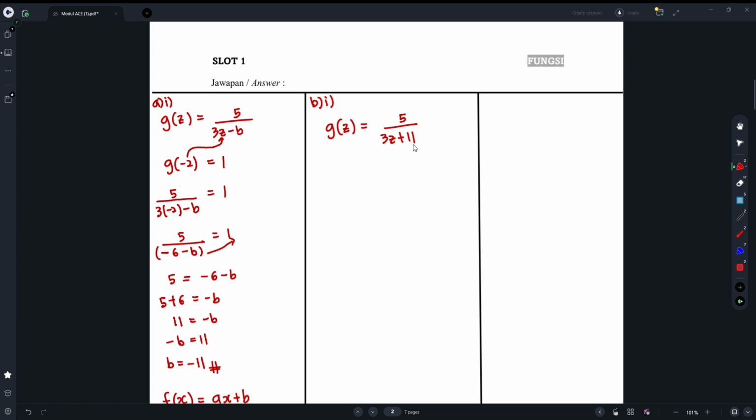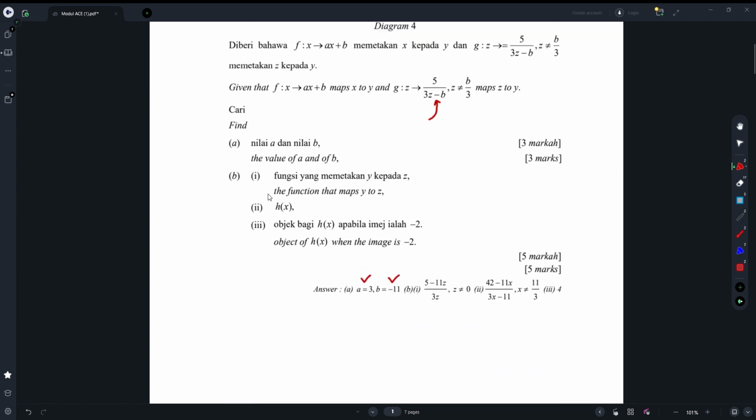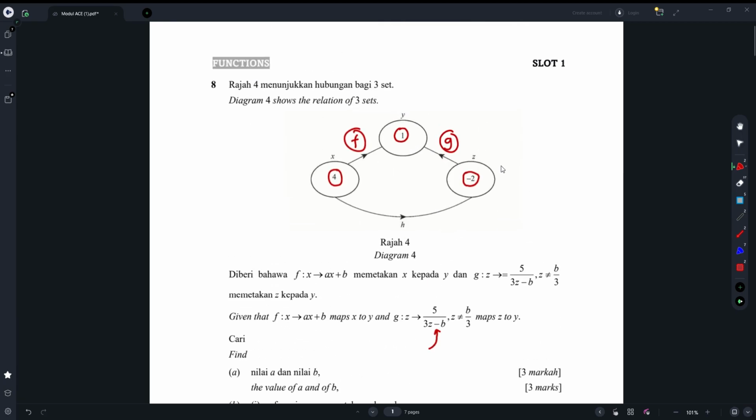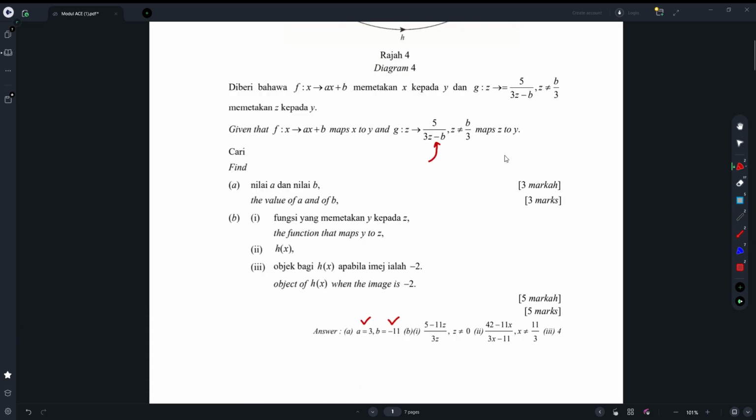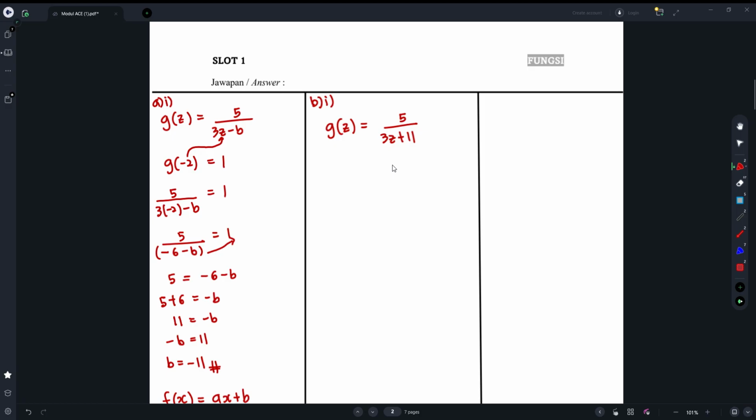Please take note. Now the question for part B Roman 1 is that we need to find the function that maps y to z. That means from y to z, so the arrow goes in the opposite direction. So obviously this is g inverse. If you want to find the g inverse, it's very simple.